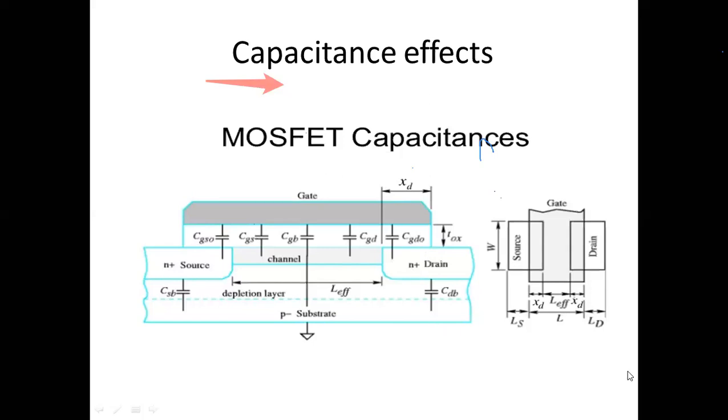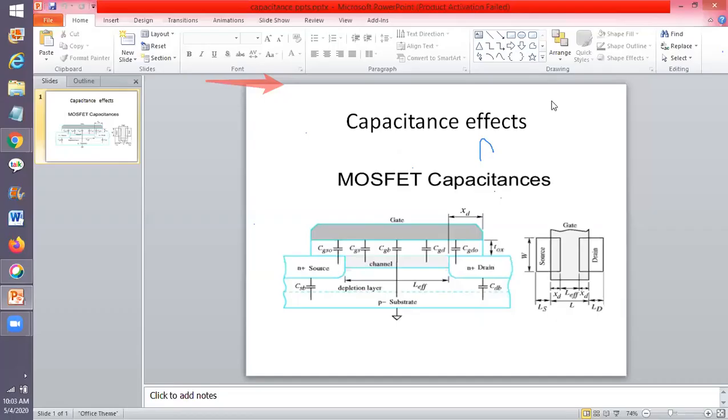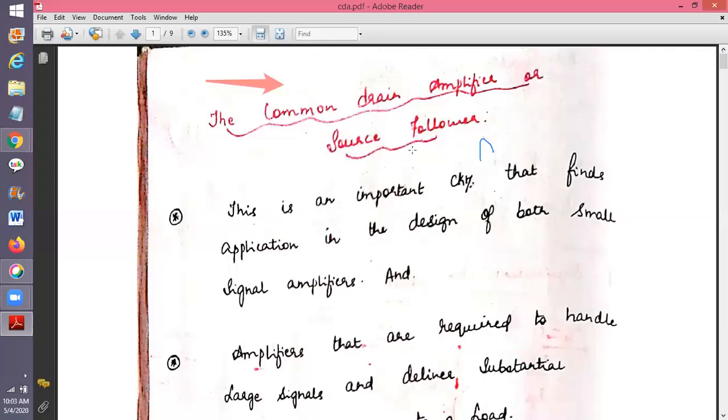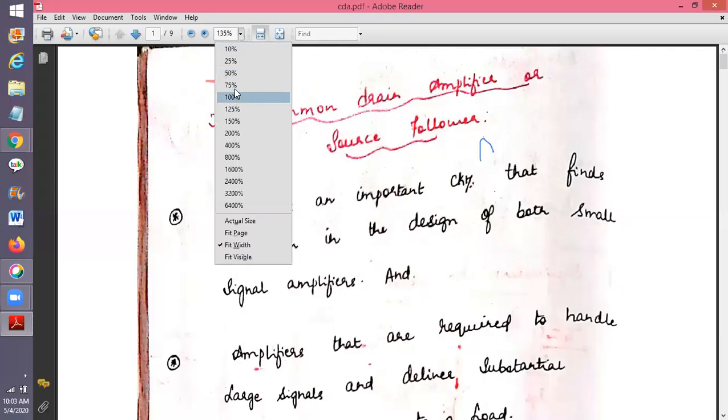Understood? Okay? Understood everyone? Yes, ma'am. Okay. So we call this gate to source capacitance. So now what we will do? We will go to this. Okay. So here what happens?